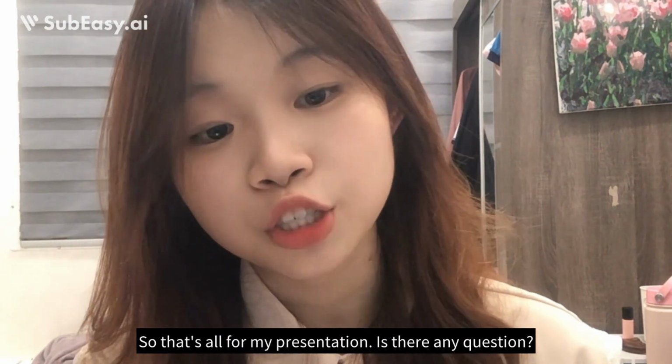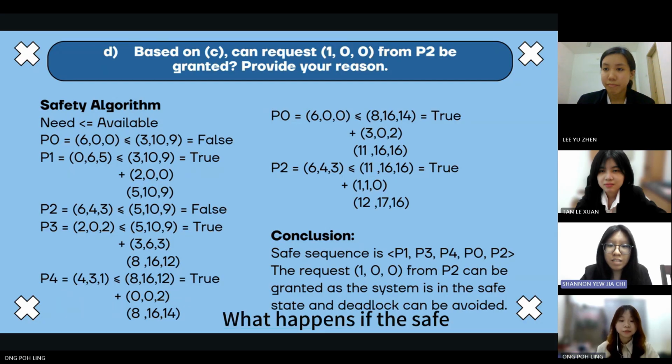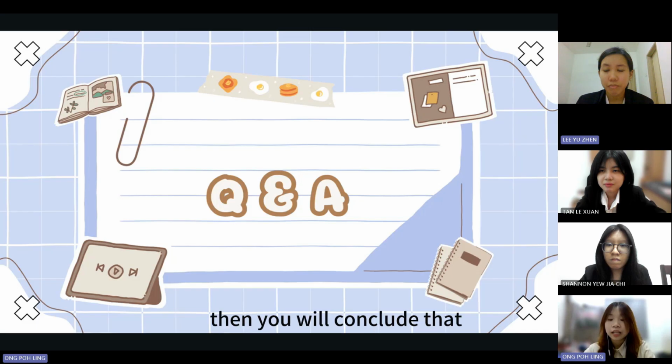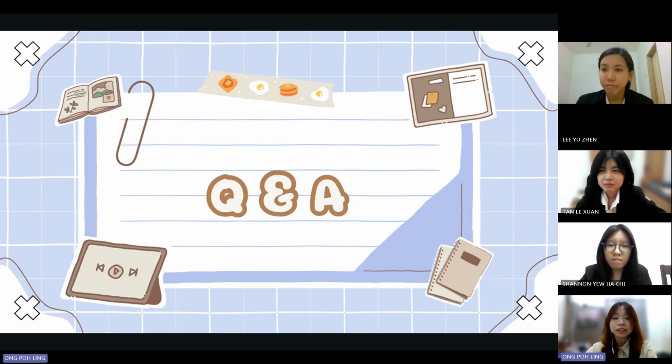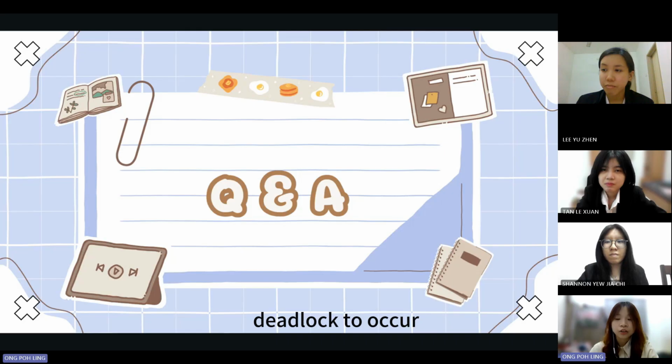Is there any question? Yes, I have one question. What happens if the safe sequence cannot be found? If you are unable to find your safe sequence, then you will conclude that the system is not in the safe state and there is a possibility of deadlock occurring.